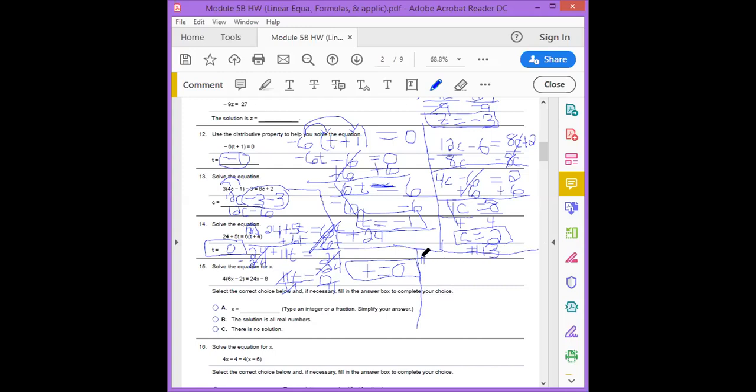Let's write number 15 right here. We have 4 outside parentheses that we need to distribute. So 4 times 6x gives us 24x. 4 times minus 2 gives us minus 8 equals 24x minus 8 on the right. 24x minus 8.